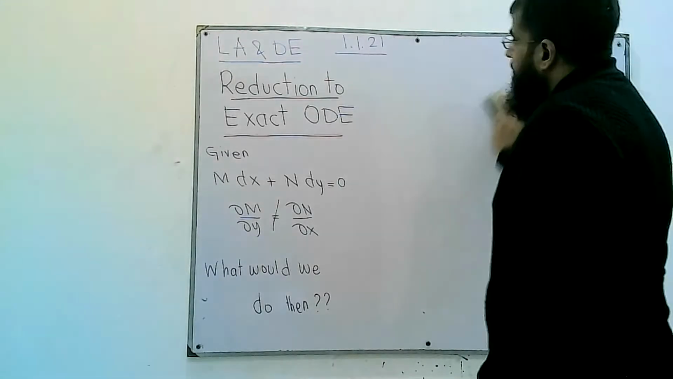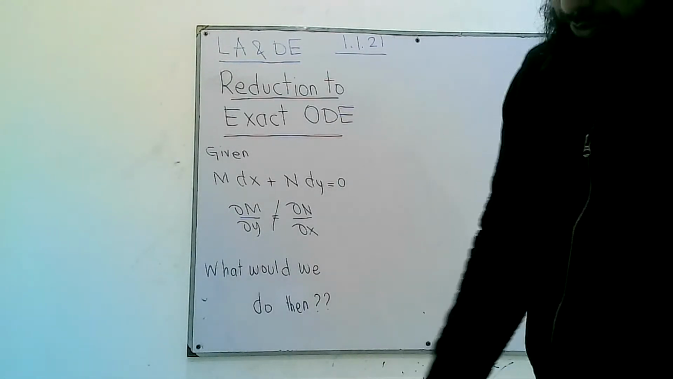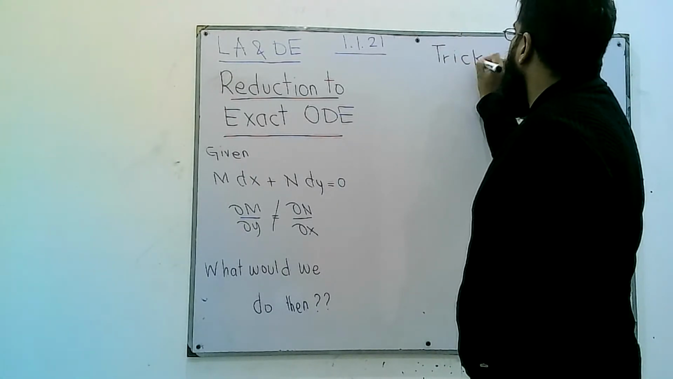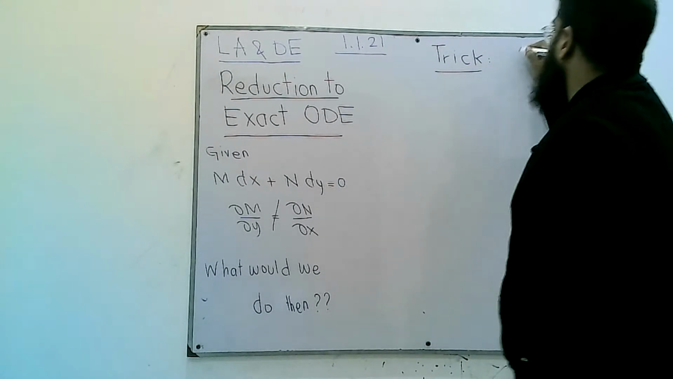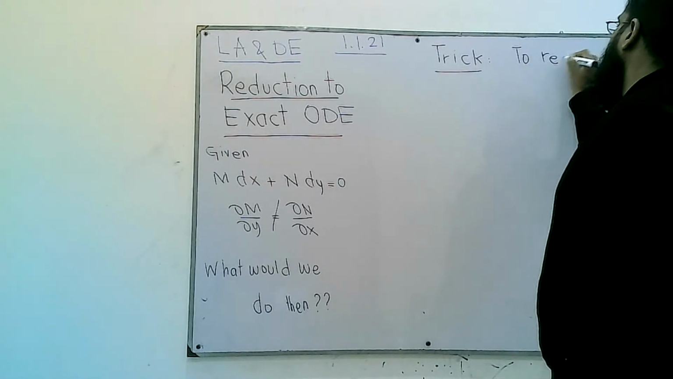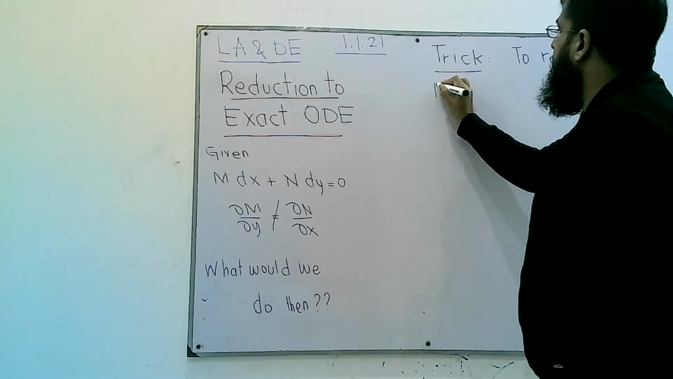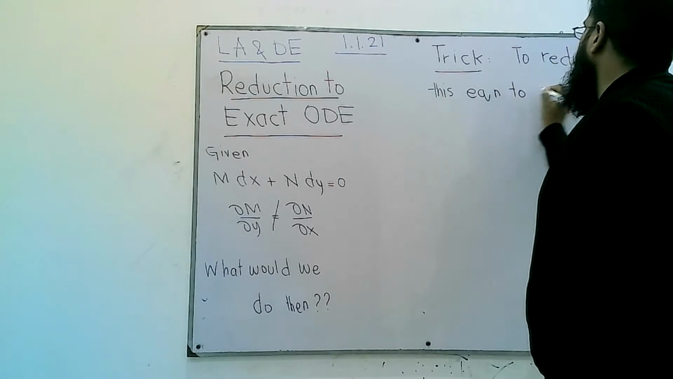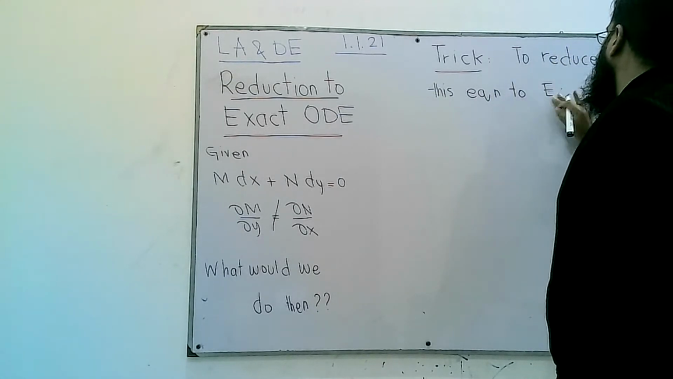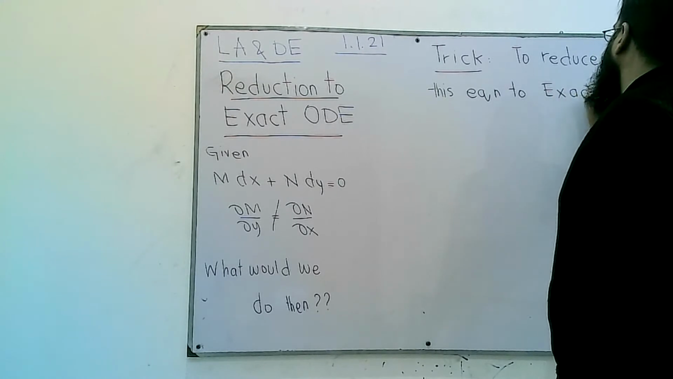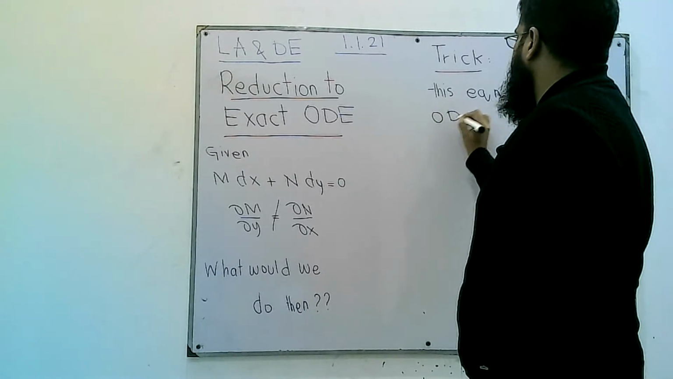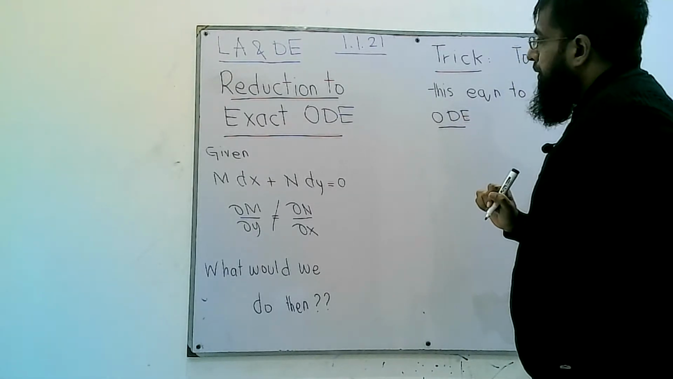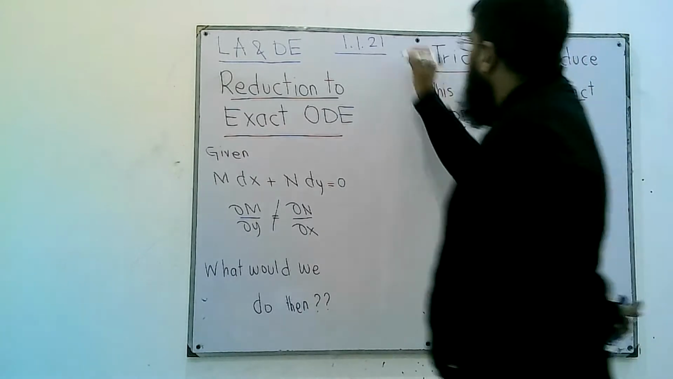In this lecture, what will we do then? We'll do some trick. What is the trick? A trick to reduce this equation to an exact ODE. So we're going to apply a trick to get an exact ODE. What should that trick be?